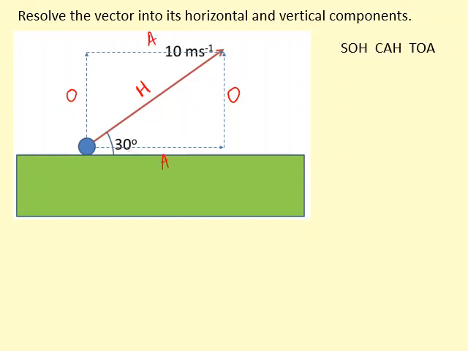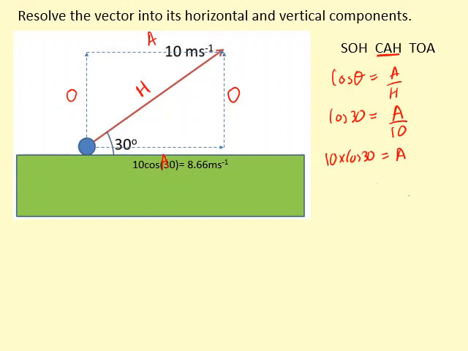So we're going to use trigonometry. If we want to find the adjacent, the part that's right next to the angle, and we have the hypotenuse, we're going to have to use cos. So cos is equal to adjacent over hypotenuse. In this case, cos 30 will equal adjacent, which is what we're trying to find, over the hypotenuse, which is 10 meters per second. So you get 10 times cos 30 equals adjacent. This gives us, in this case, 8.66 meters per second towards the right.